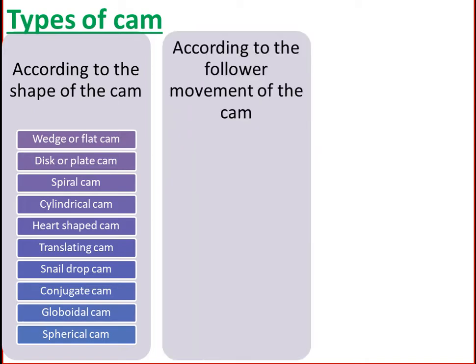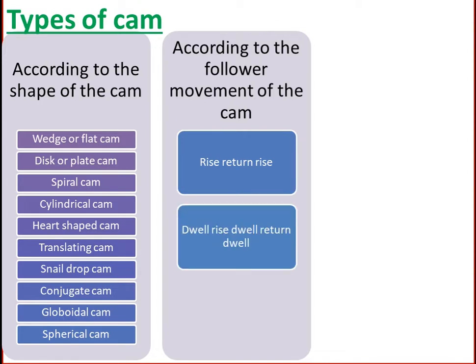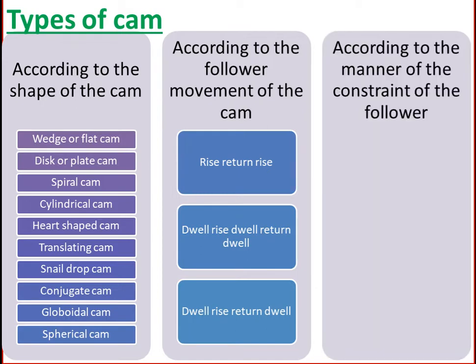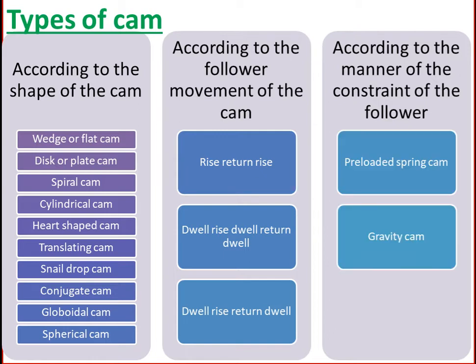Again, cams can be classified according to the follower movement of the cam, which is subdivided into rise return rise type of cam, dwell rise dwell return dwell type of cam, and dwell rise return dwell type of cam. And third one, according to the manner of constraint of the follower, which is subdivided into preloaded spring cam, gravity cam, and positive drive cam. Now we will see each type of cam in detail.